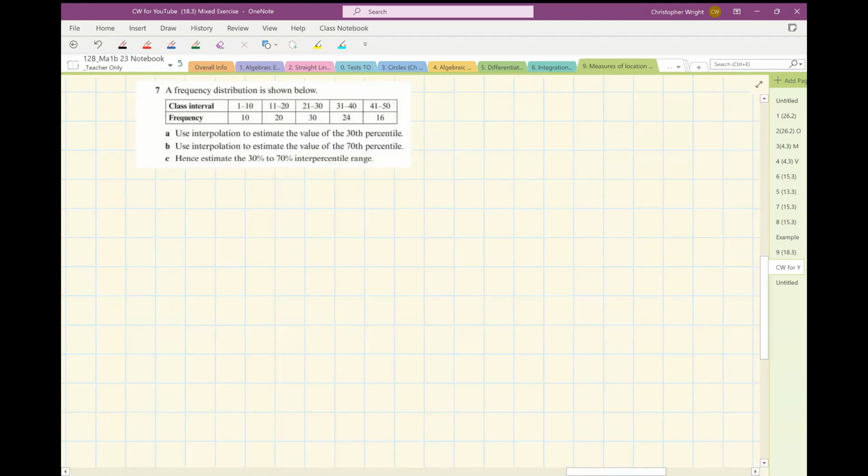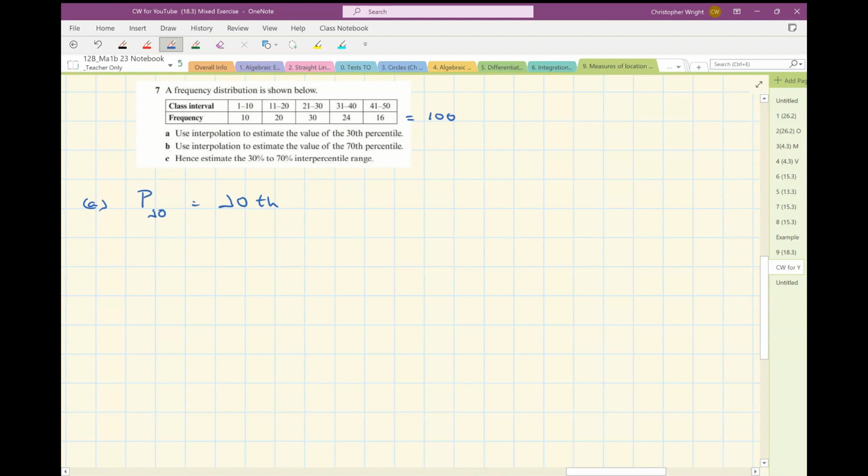Question 7. Right, I need to use interpolation to estimate the value of the 30th centile. Right, so I'm after finding P30. Now, how many data values are there altogether here? 10, 20, 30, 10, 30, 60. There are 100 data values altogether. Right, so the 30th data value is going to be P30. Okay, so I'm after the 30th data value.